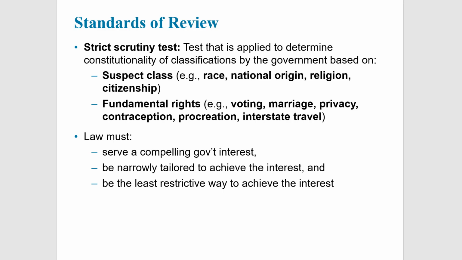The examples we give are race, national origin, religion, or citizenship. They're a suspect class because the United States has a history of discriminating based on these things, so we're trying to keep that from happening anymore. And it also would have to involve a fundamental right. So it would have to involve a suspect class or a fundamental right.